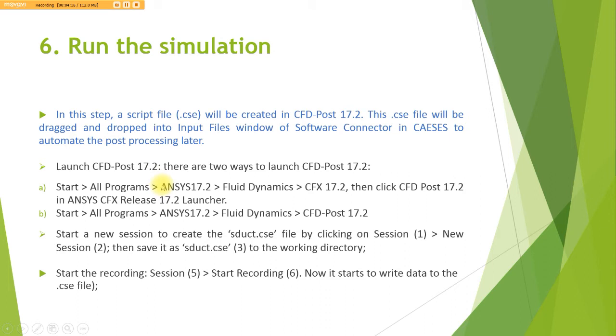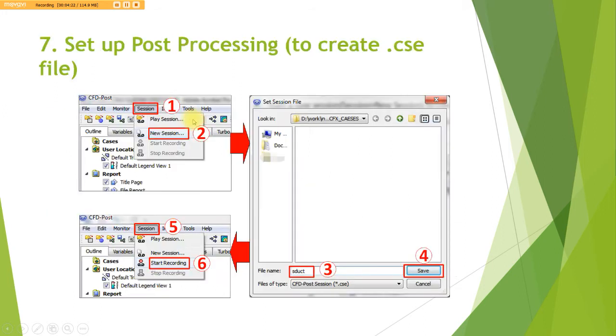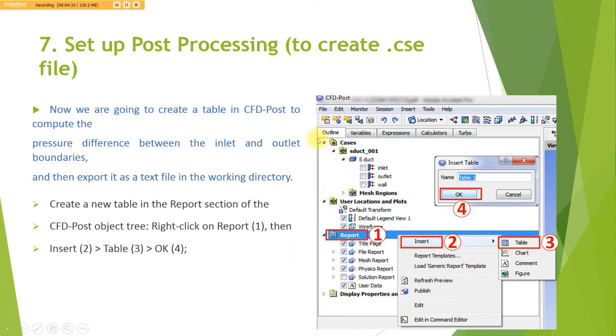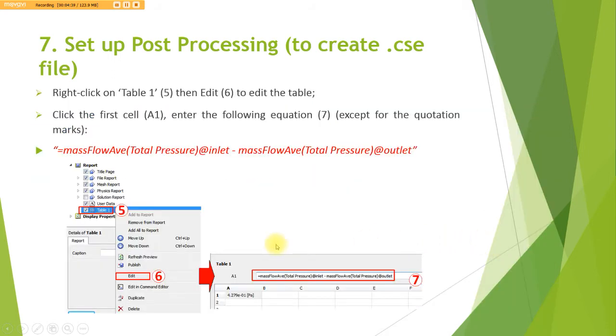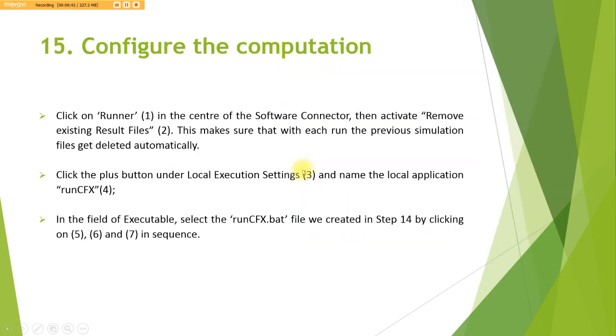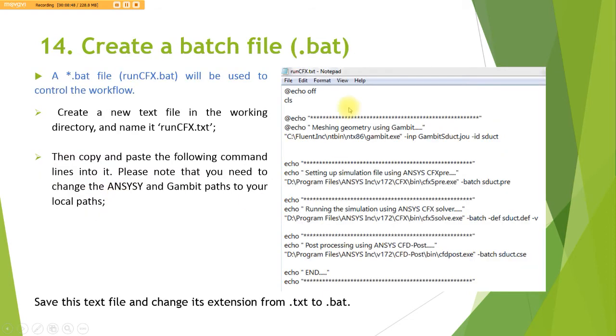Now there are many ways to do post-processing. In this case, when we do post-processing, we will be needing a CSV file. So let's record this session. This is how we record to generate the CSV file, and then we read the result files. We report our results in tabular form, maybe pressure or something. You can see our mass flow rate, whatever you want. So this is recorded the first time in the CSV file. Then we configure the computation. The run CSV file we have just seen looks like this, a text file.